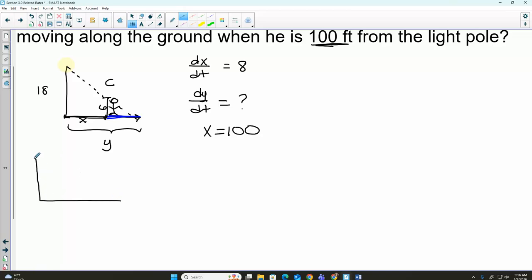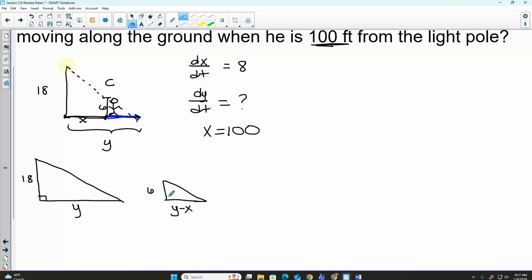Yeah. We really have two triangles here, don't we? We have the big one, the height of that is 18. The bottom of that is y. And then we have this little triangle in the tip. The height of that is 6. What would this length be? y minus x. The whole thing is y and x is from here to here.